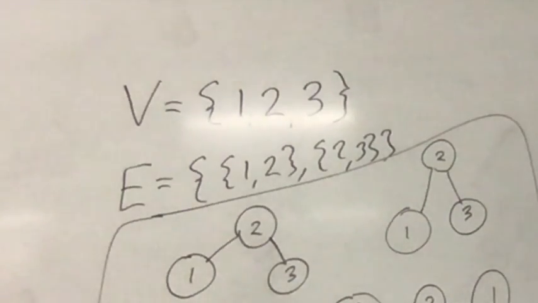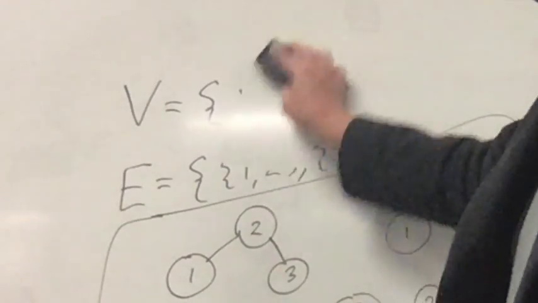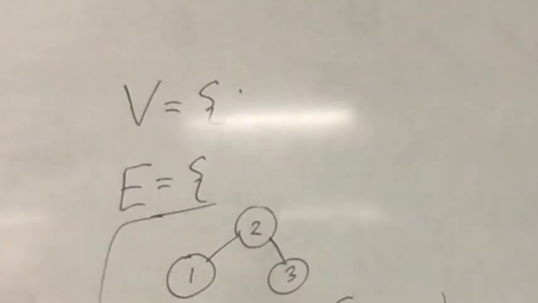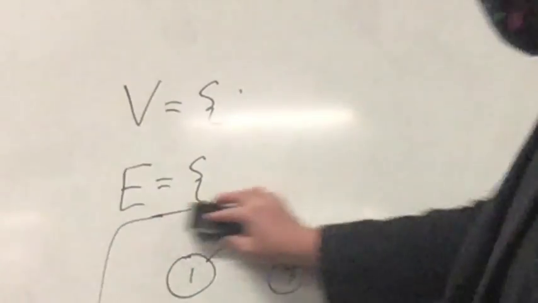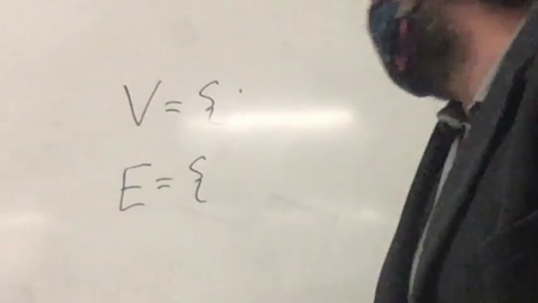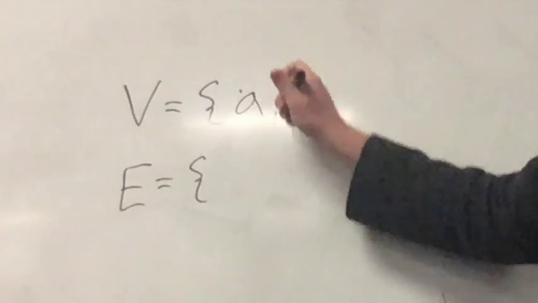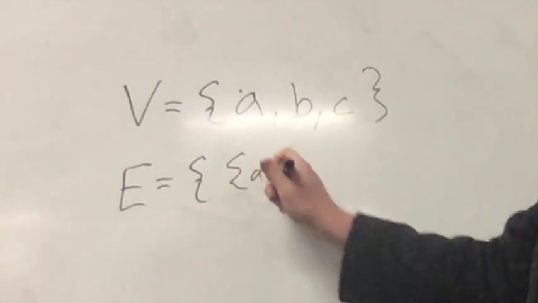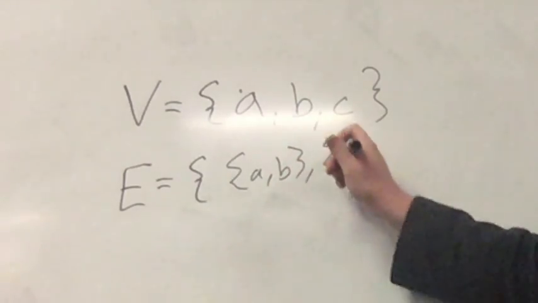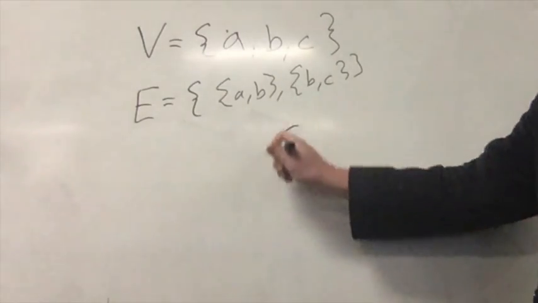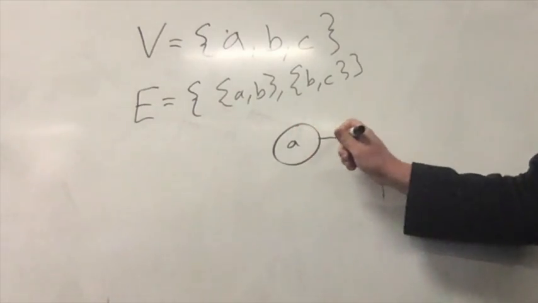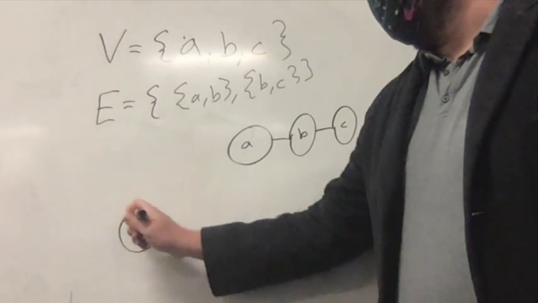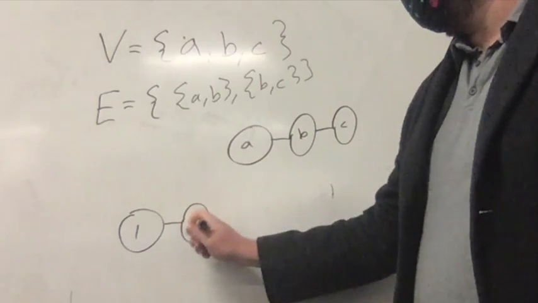We then come along and say, well, what if we take something that structurally is the same, but simply has different labels on the vertices? So what if we said that the vertex set is A, B, C, and the edge set is AB and BC? Now if we draw a diagram, it will look like this, and our original graph of 1, 2, 3 looked like this.